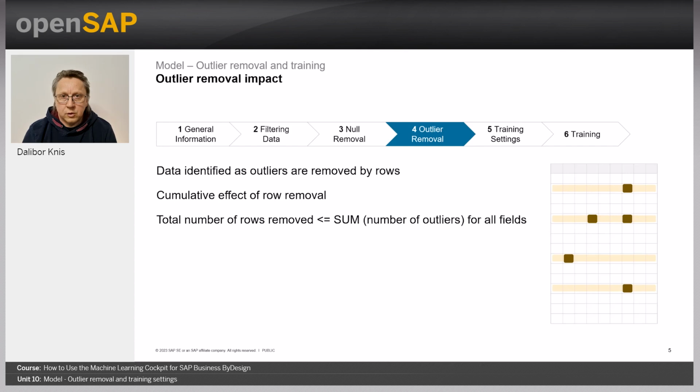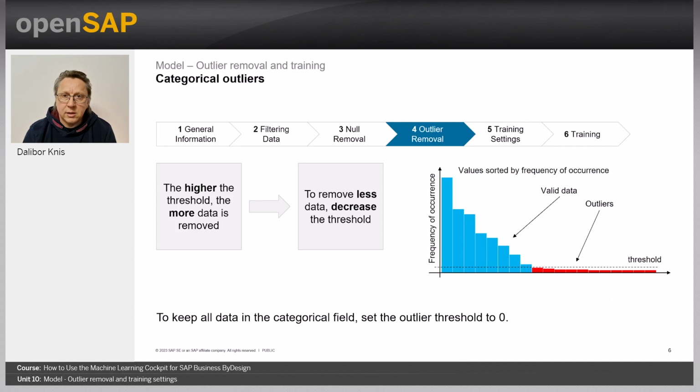In general, the total number of rows to be removed is equal to or less than the sum of all outliers for all fields, because some outliers can be in the same rows. Next, you have seen how categorical outliers are identified based on predefined thresholds. The threshold is adjustable. If you want more aggressive outlier removal, then you must increase the threshold. To have more tolerant outlier removal, the threshold must be decreased. Setting the threshold to 0% will not perform outlier removal for a particular field at all. In such a case, all field values are considered valid values.